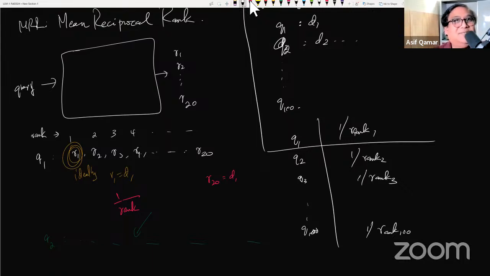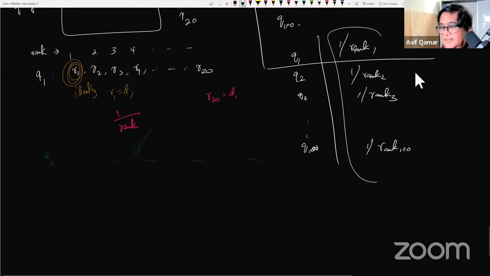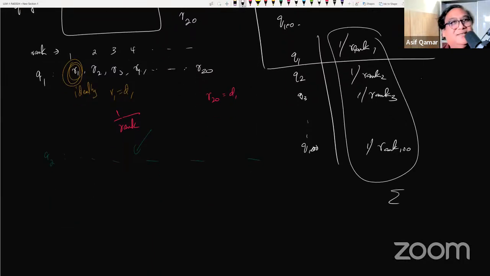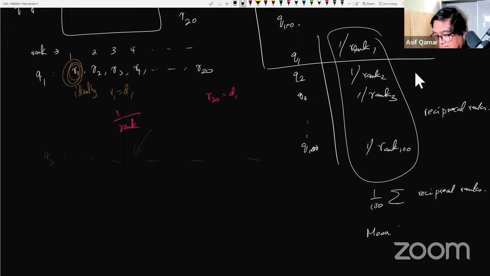So how good is your search engine? It is the summation of this rank. So what are these? These are reciprocal ranks, right? So you would be 1 over 100, sum over reciprocal ranks. Average it out, right? That is why it is called mean. Now you understand where the word comes from. Mean reciprocal rank, MRR.